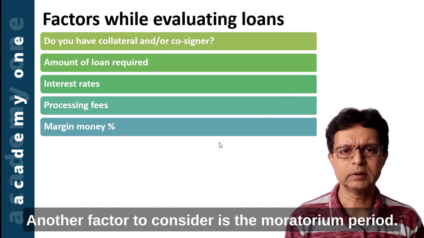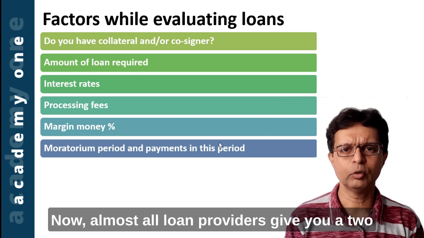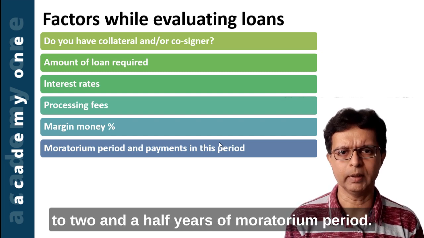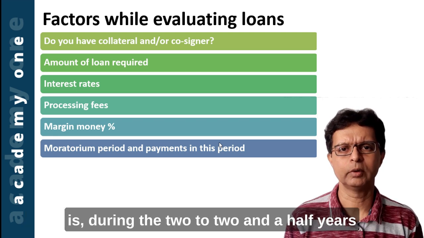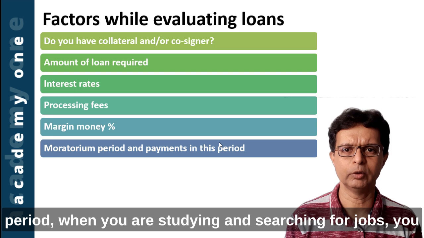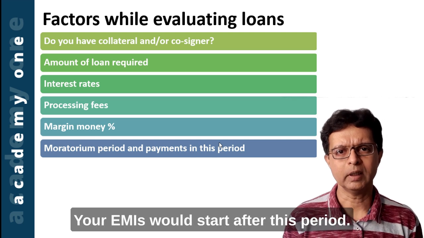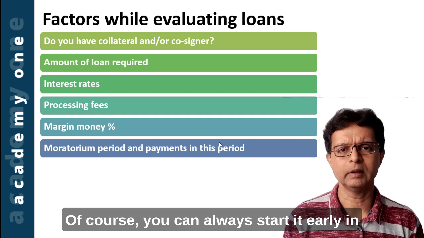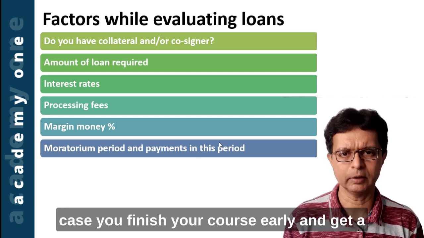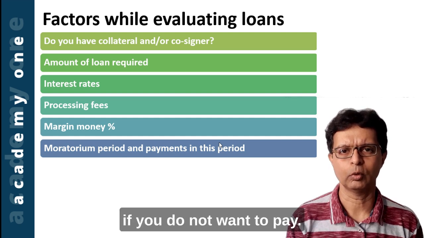Another factor to consider is the moratorium period. Now, almost all loan providers give you a 2 to 2.5 years of moratorium period. What this means is that while you are studying, that is during the 2 to 2.5 years period when you are studying and searching for jobs, you do not have to make any payments to the bank. Your EMIs would start after this period. Of course, you can always start it early in case you finish your course early and get a job and you want to do that. But until this period, you need not pay if you do not want to pay.